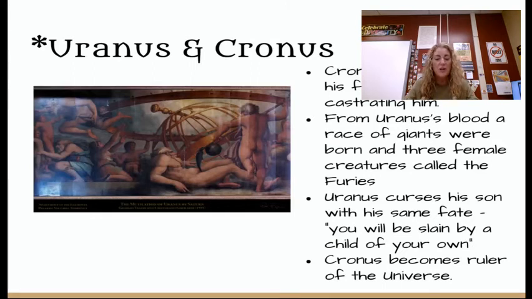So Uranus curses his son Cronus and says, "You will be slain by a child of your own." So it's almost like a prophecy that he gives his son. So after Cronus overthrows his father Uranus, he becomes king. He becomes the ruler of the universe. But in the back of his mind, he always has that threat that his father issued to him: you will be slain by a child of your own. So if that's the prophecy, and if, of course, you believe in prophecies, and that's what was told would happen to you, would you have kids? I mean, what are you going to do?